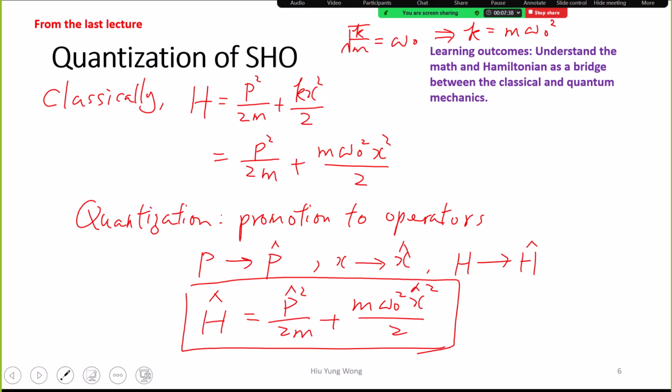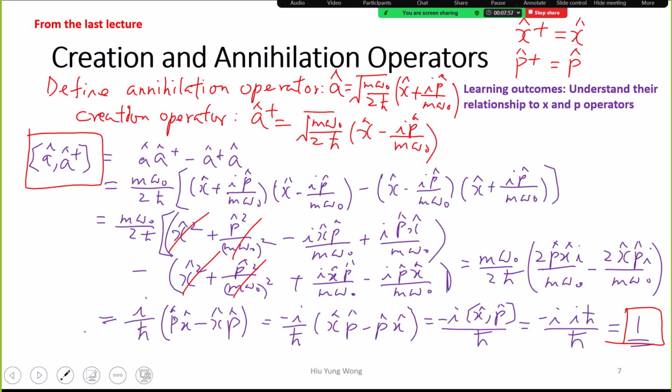Then we get the quantum version of the simple harmonic oscillator. Again, we did not discuss too much why this is the case, but we will just accept it for this class. But I hope that you can see the linkage. We have the Hamiltonian, and then we promote the position and momentum to operators. And with that, we will see the effect of quantum mechanics.